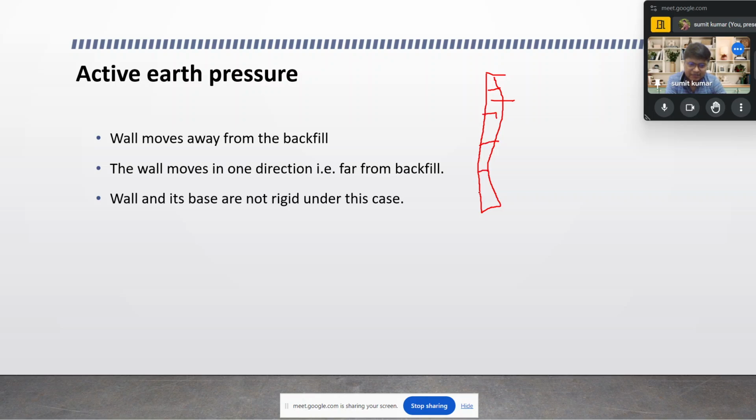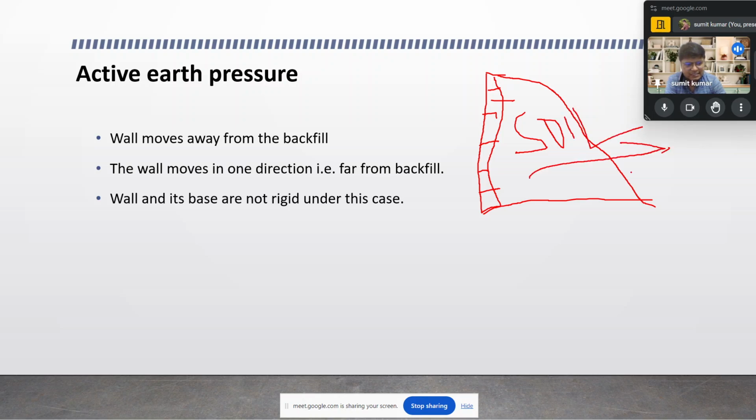There is a backfill behind this. See, this is a backfill behind this, and in this condition this soil mass is moving toward this direction, that is away from the wall. So this condition is said to be the active earth pressure condition, right? Okay, so the wall moves in one direction, that is away from the backfill.